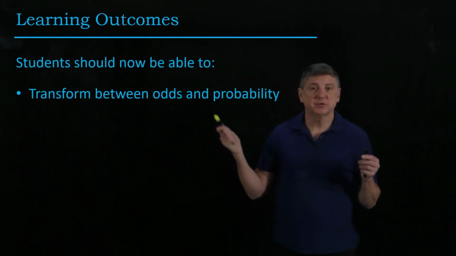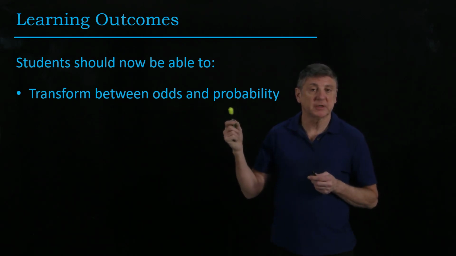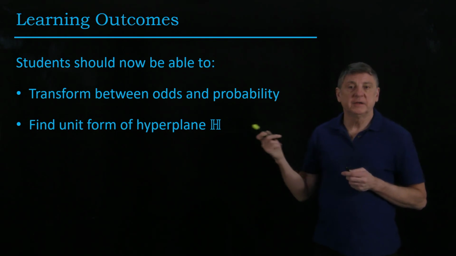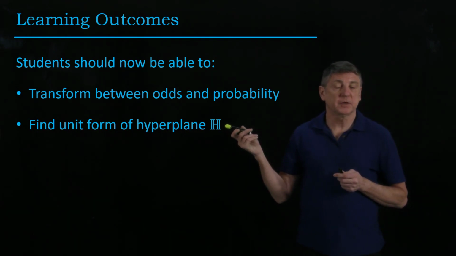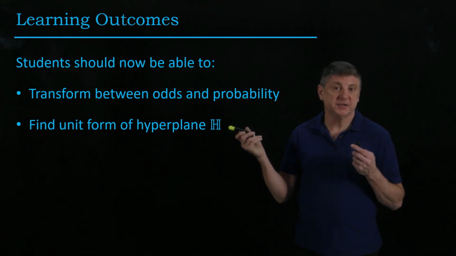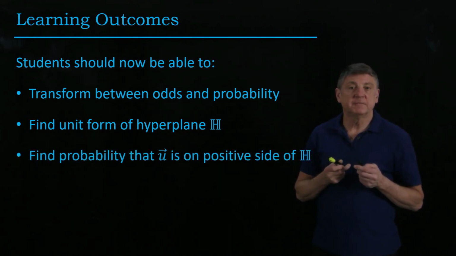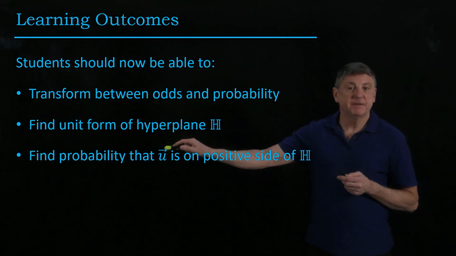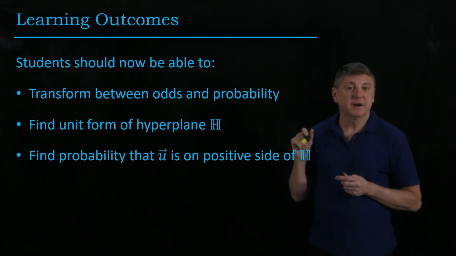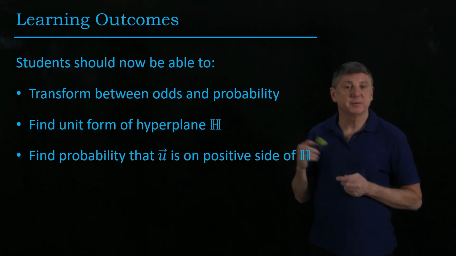So, what have we learned in this lecture? Well, we're now able to transform between odds and probability. Given one of these two, we can compute the other. We can find a unit form of a hyperplane H, which is something that we learned to do many sessions ago. And we can find the probability that a vector is on the positive side, or in the positive half space, of a hyperplane that's performing a binary classification.